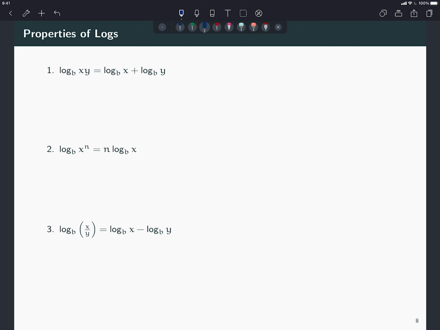So let's see, the log base b of xy, the product xy, is going to get split into the log base b of x plus the log base b of y. This is what this says. So let's check out how this works. If I start calling the log base b of x the number n, and the log base b of y the number m, then according to our definition of logs, the base b raised to the power of n gives you x, and the base b raised to the power of m gives us y.